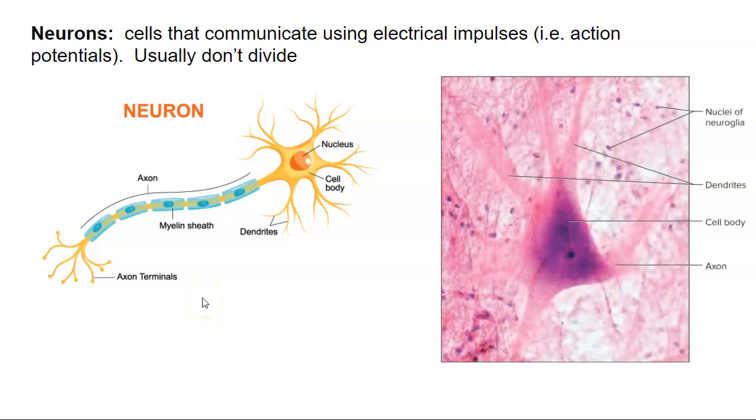Here's a neuron under a microscope. Here's a neuron, and then here's the axon. Here's these other projections called dendrites. It's hard to distinguish which is which. We won't have to do that under a microscope.